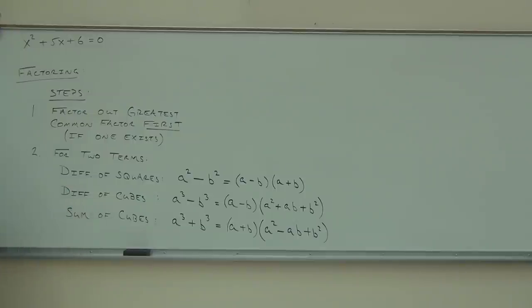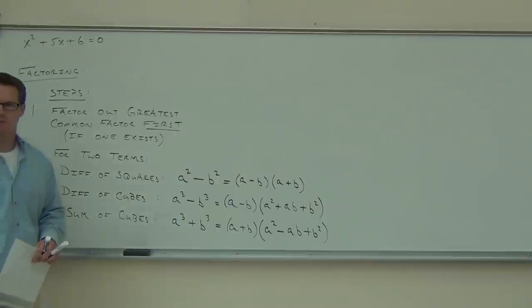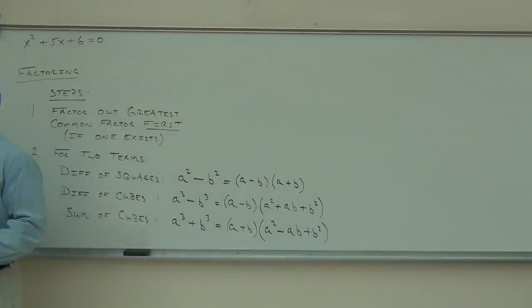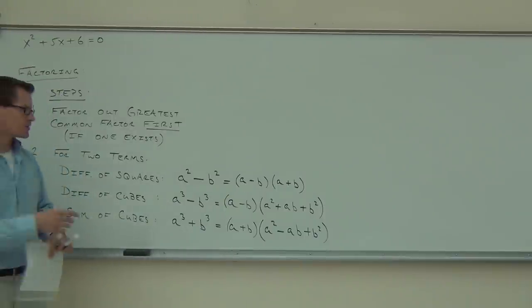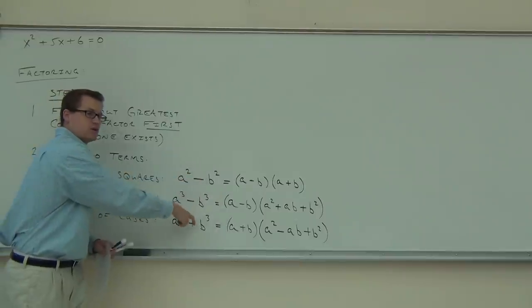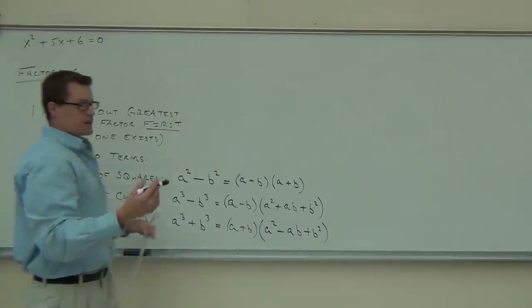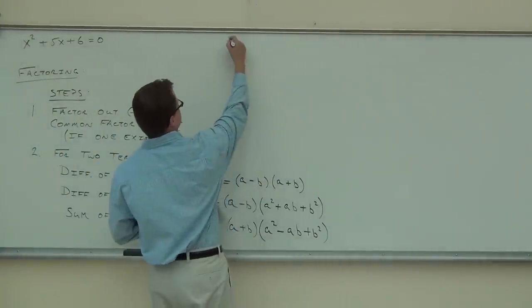Does it look like I'm missing one? What about sum of squares? You're going to find out that sum of squares is not factorable. You can't factor sum of squares. Maybe I'll give you an example in a little while about how you can't factor sum of squares. But there's nothing where that's a plus. There's a sum of cubes, but not a sum of squares. Talk about that in a little bit. Okay, so we have our two terms down. Let's talk about what happens if you have three terms.